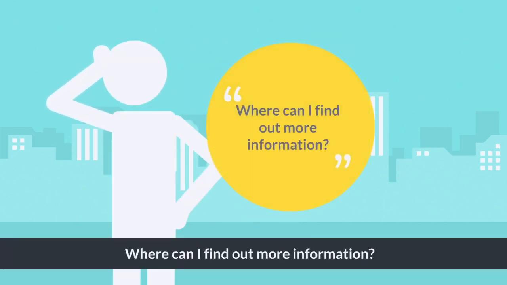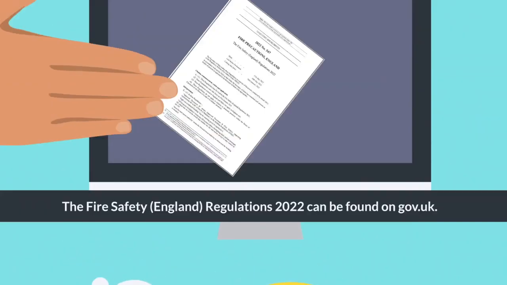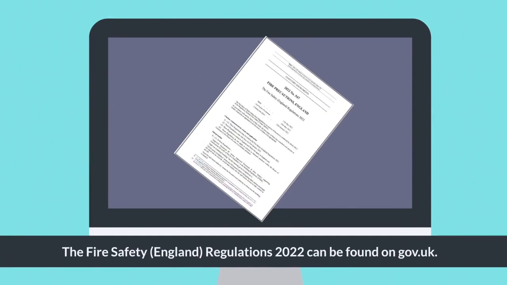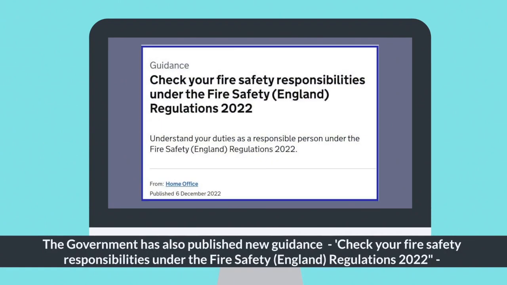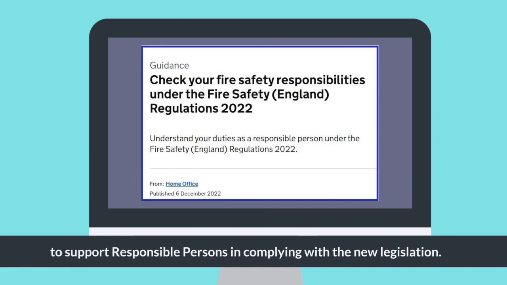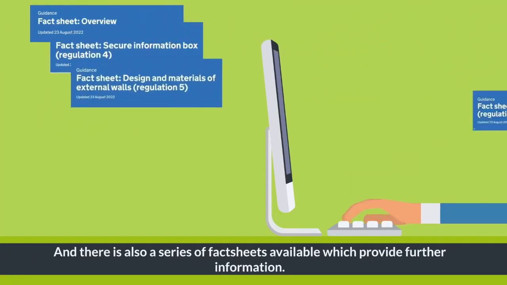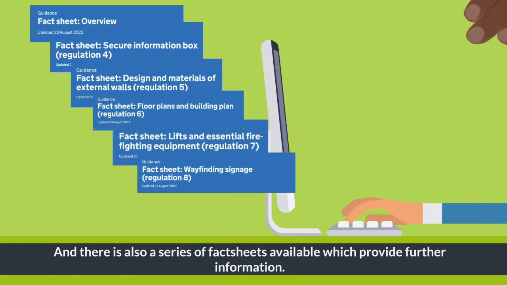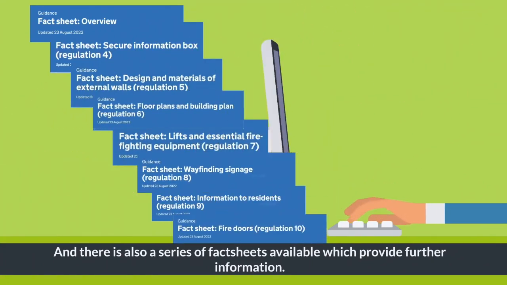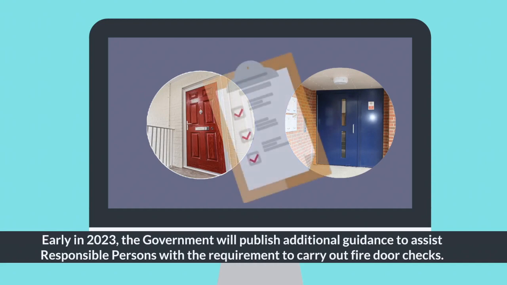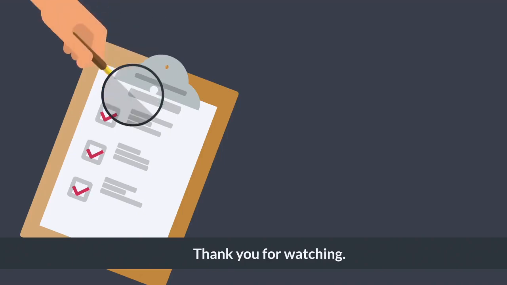Where can I find out more information? The Fire Safety England Regulations 2022 can be found on gov.uk. The government has also published new guidance to support responsible persons in complying with the new legislation. And there is also a series of fact sheets available which provide further information. Early in 2023, the government will publish additional guidance to assist responsible persons with the requirement to carry out fire door checks.